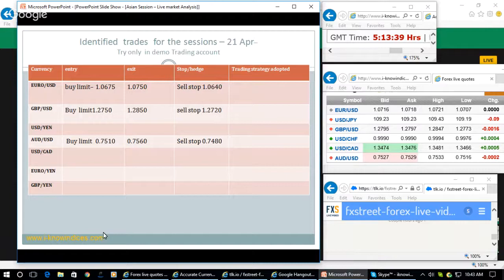Now the recommended trades. When they make a downward stop, you can try to take a buy at 1.0675 with a hedge order at 1.0640, and they are expected to gain the level by making an upward stop afterwards during the US session. Then in the case of GBP, again a breakout on the downside, you can take a buy at 1.2750 area, and then they will gain the level to 1.2850 area, then you can book profit. Then keep the hedge order at 1.2720 to limit the risk.